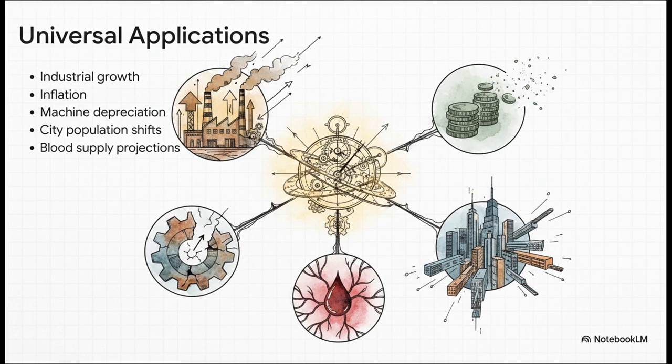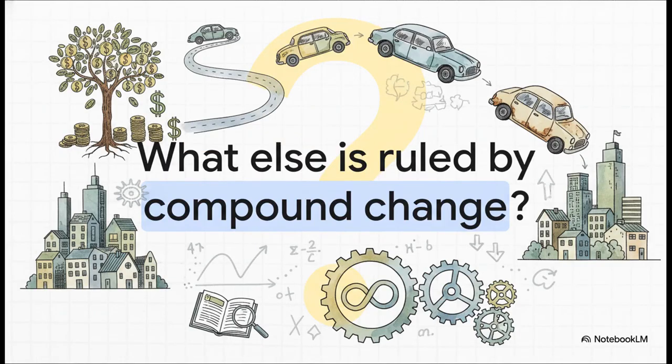It plots industrial growth, it tracks the erosion of your purchasing power through inflation, it calculates machine depreciation, maps out the booming populations of megacities, and even projects life-saving national blood supply reserves. So I want to leave you with this thought to ponder as we wrap up. Look around your world today. From the changing value of your car to the population of your hometown, what other elements in your life are secretly governed by the unstoppable law of compound change?